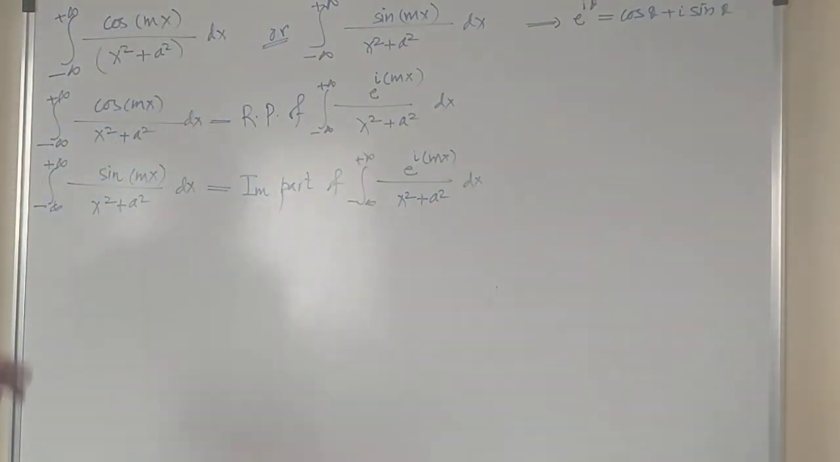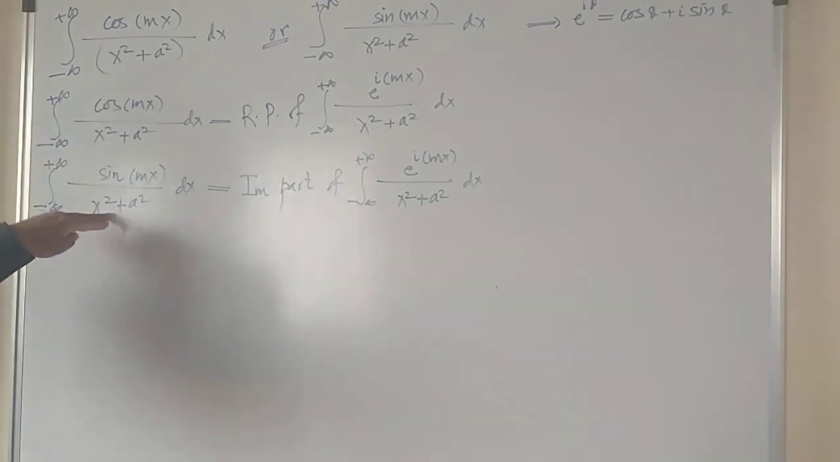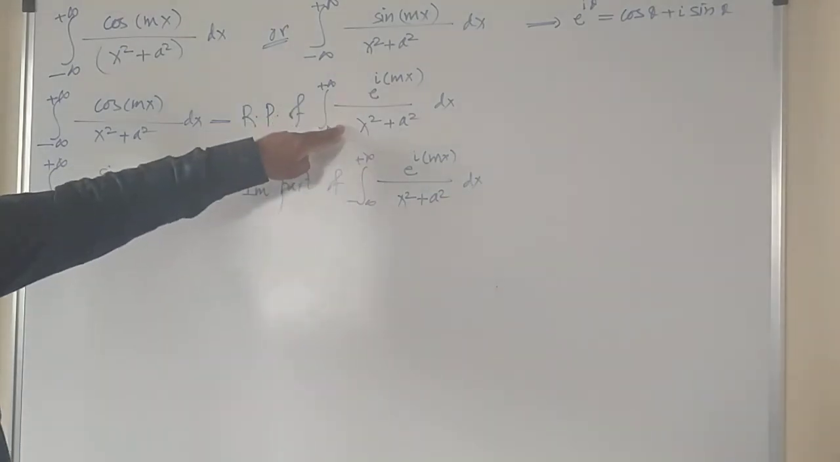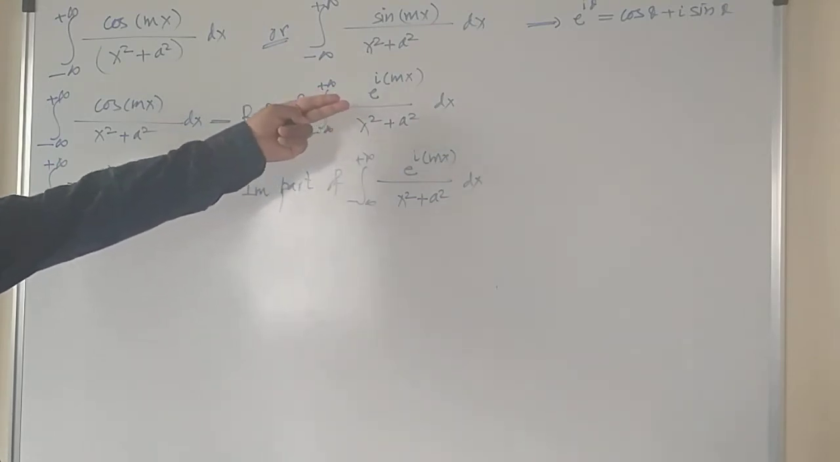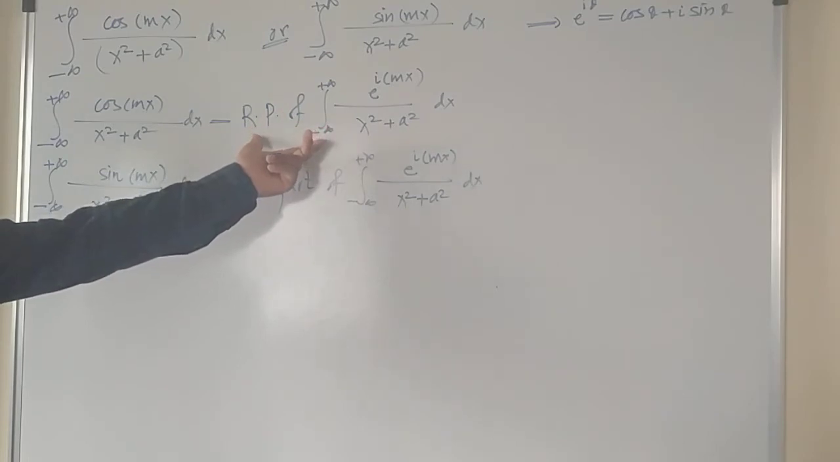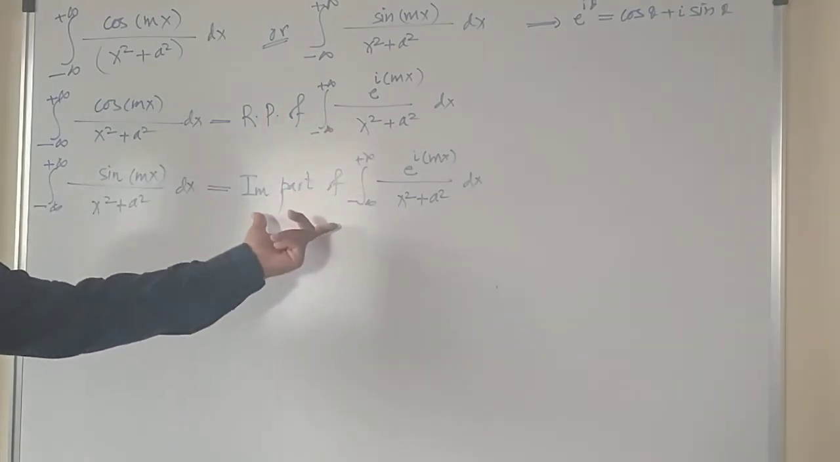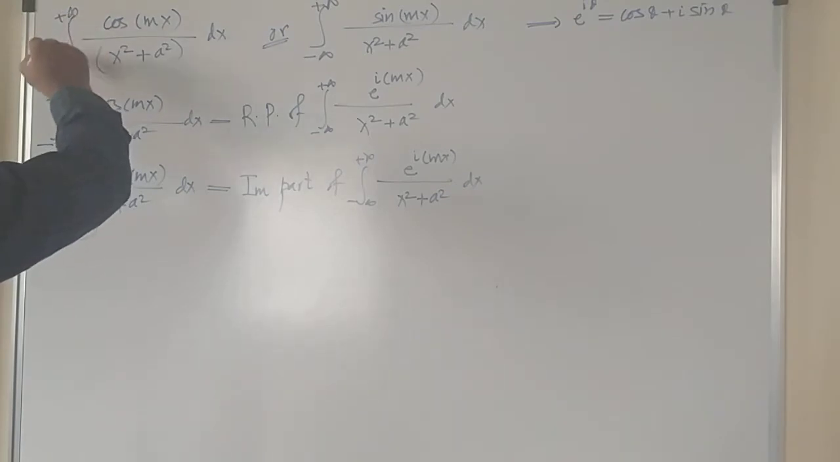Got it? So if you have an integral in terms of sin of mx or cos of mx, then simply go ahead and solve this integral, then compare the terms of the real part and the imaginary part. If you compare with the real part, you will get the answer for the cosine integral. If you compare with the imaginary part, you will get the answer for the sine integral. Now, to see how to solve this kind of problem, we are going to take a problem. So this is our problem.